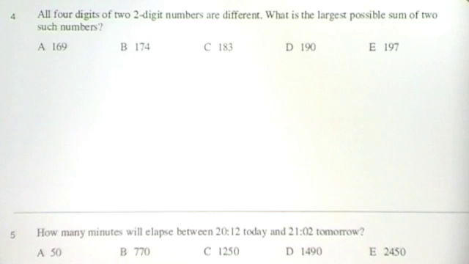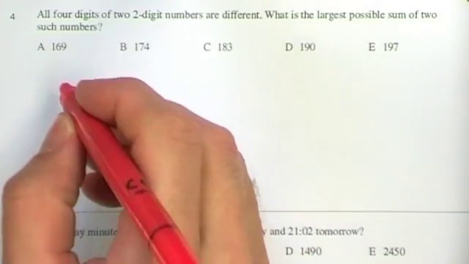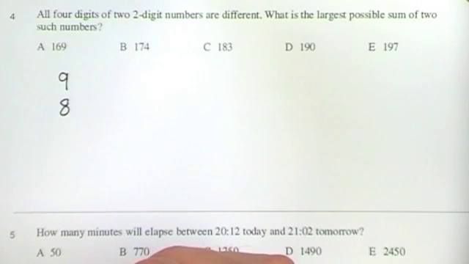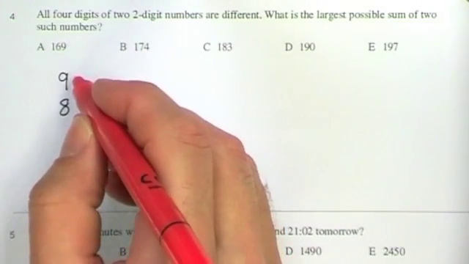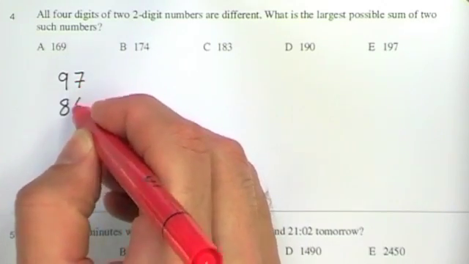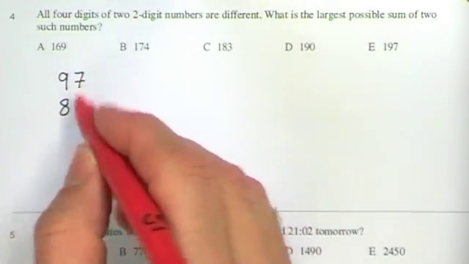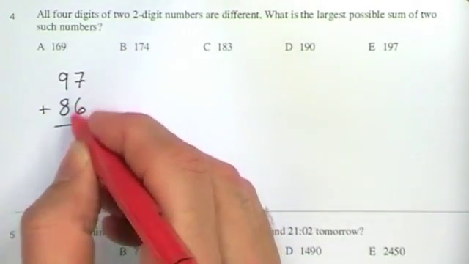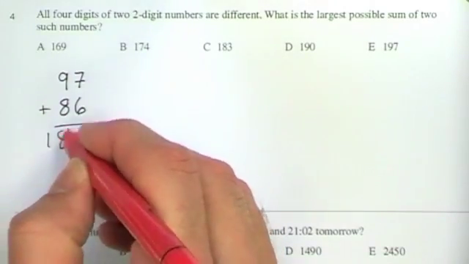Question 4. All 4 digits of two two-digit numbers are different. What is the largest possible sum of 2 such numbers? If I'm going to get the largest sum, I want the biggest numbers. And not only do I want the biggest numbers, they're two-digit numbers, so I want the biggest numbers in the tens column. So I'm going to put the 9 and the 8 in the tens column. And next biggest, since they've all got to be different, is going to be the 7 and the 6. So now I'm going to get biggest tens and the biggest units. If I add them together, 7 and 6 makes 13, carry 1, and that makes 18, 183.